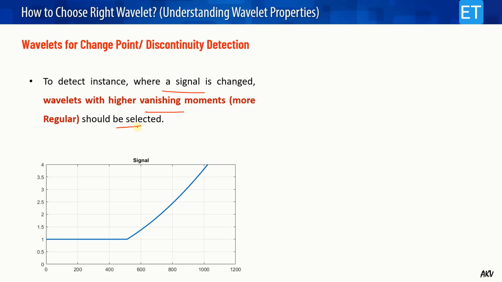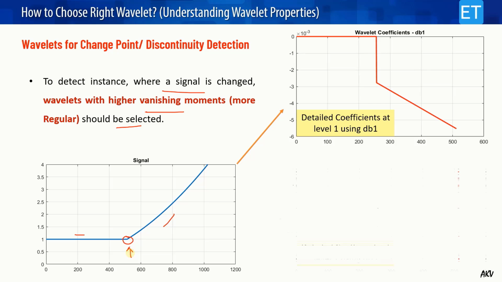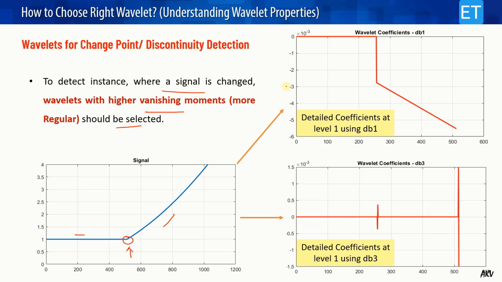So this we can understand with this example. Here I have my signal which has a change in its value at this moment. Initially it is flat, and then its value increases. Let me show you how you can detect this time instant. Here you can see two figures. In the first, I have shown the detail coefficients at level 1, which is obtained by decomposition using db1, I mean the Haar. And the second one is showing the detail coefficients at level 1 using db3.